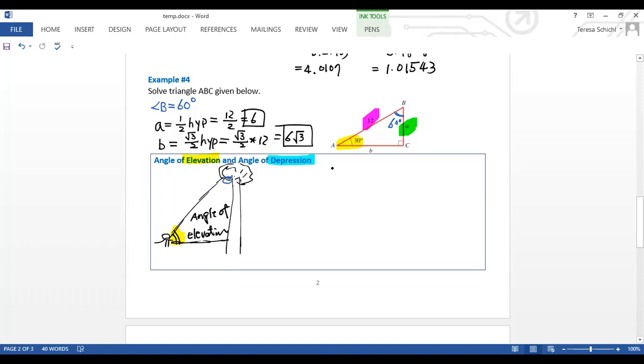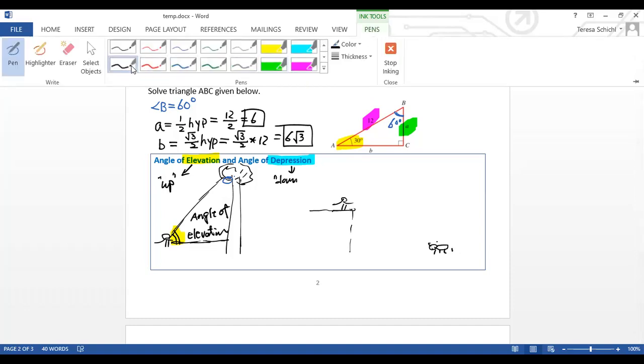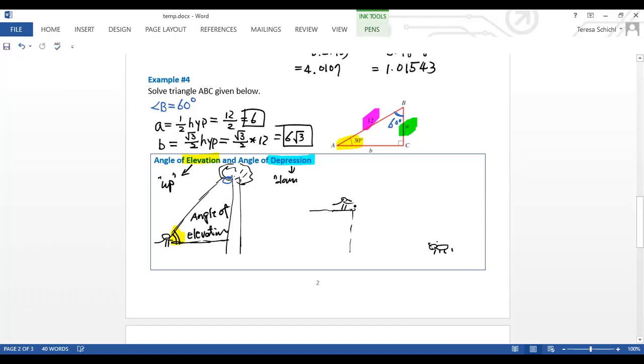All right, so what is the angle of depression? For the angle of elevation, you look up. The depression is when you look down. For example, you are standing at the top of a cliff, and you see a little dog below. You look down, so your eyesight goes down toward the dog.